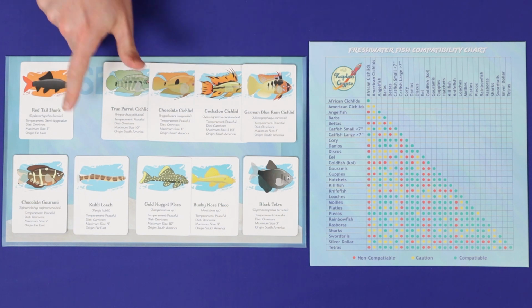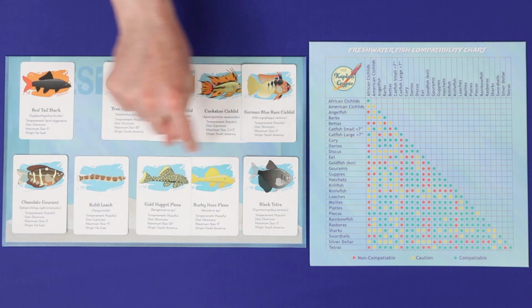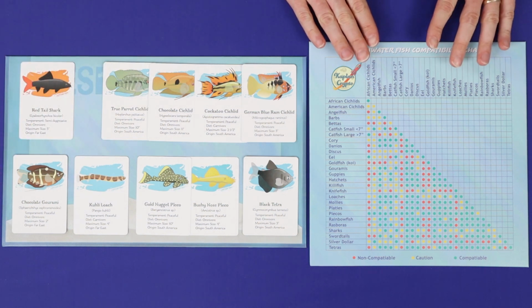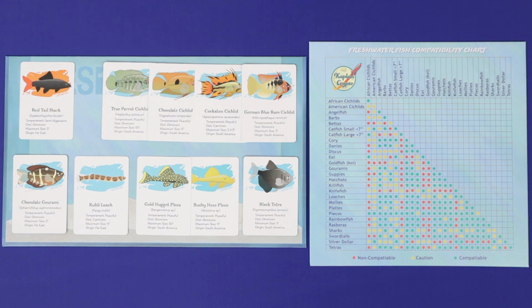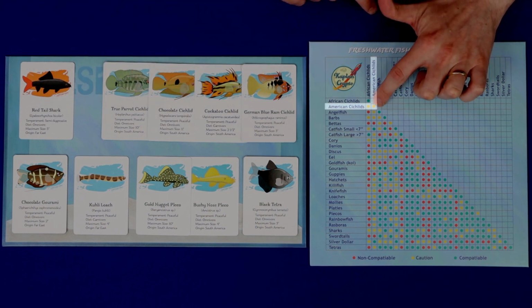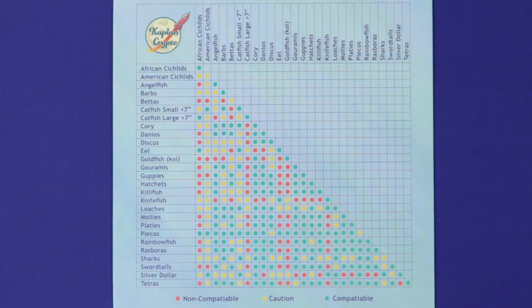So this tank has 4 American cichlids, 2 plecos, and a tetra, a loach, a gourami, and a shark. Check the compatibility of each species pair, including a species with itself if you have more than one, such as these American cichlids, which are caution with each other. Here there are a total of 7 cautions.